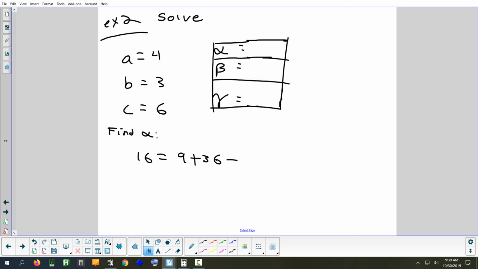Okay, so we're going to do all that at once. 2 times b times c is how much? 6 times 6, 36. So minus 2bc cosine alpha.